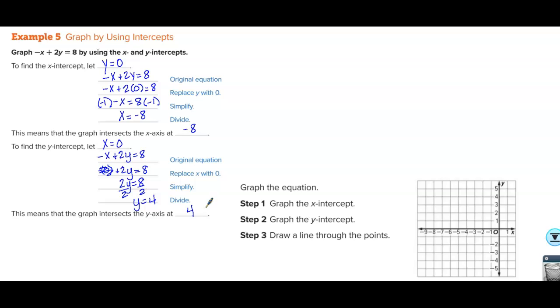Okay? So it intersects x at -8. It intersects y at 4. And ta-da! We have an ugly virtual line. But that works too.